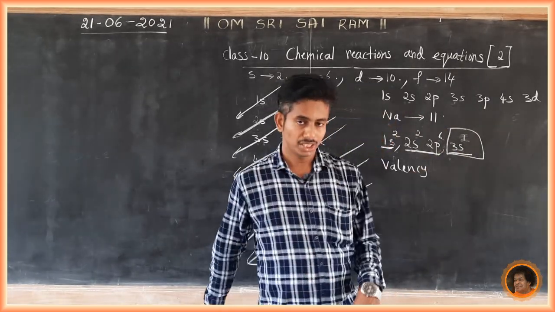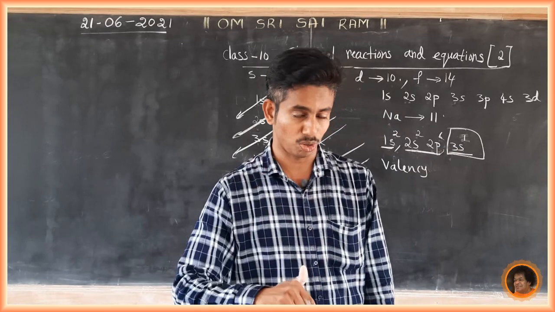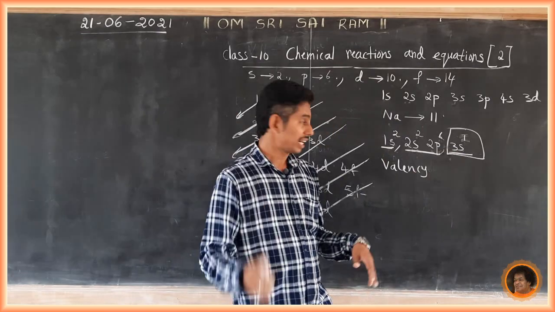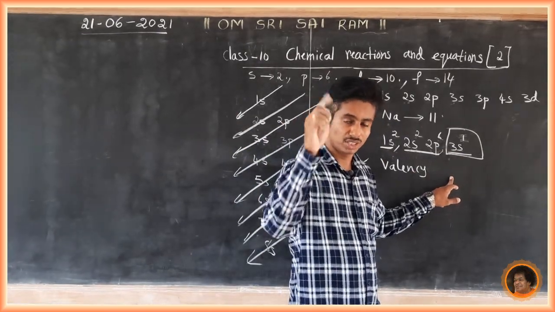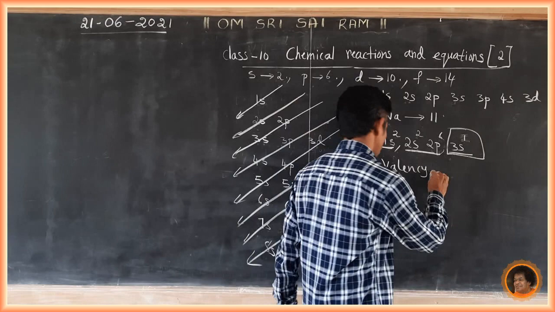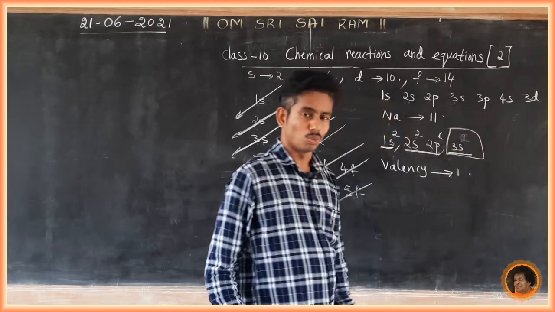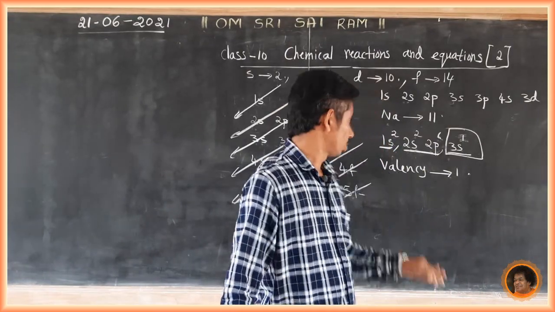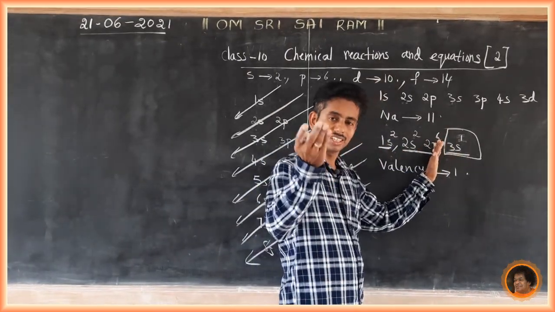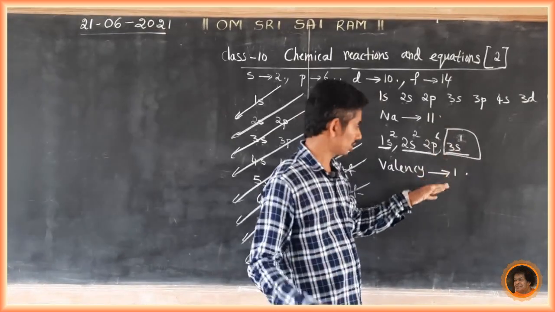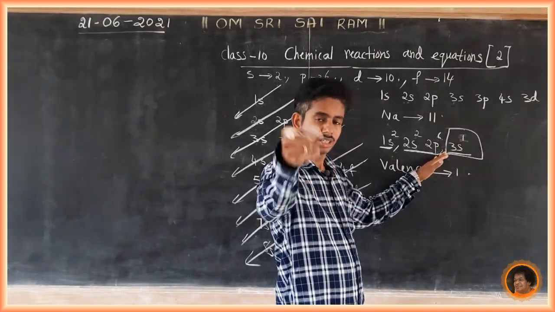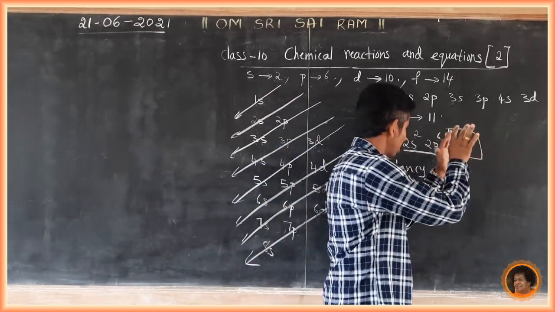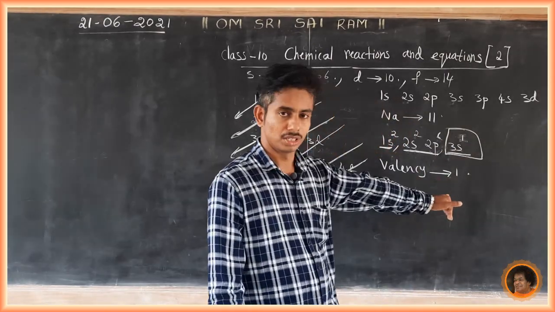So, there are two possibilities. One is it gains 7 electrons or it loses 1 electron. Which one is easier? Losing 1 electron is very easy. So, it loses 1 electron, therefore its valency is 1. Why does it lose 1 electron? To get the octet structure, that is valency. So, either gaining 7 electrons to get the octet structure, or losing 1 electron, then also it gets the octet structure. So, it loses 1 electron, therefore its valency is 1.